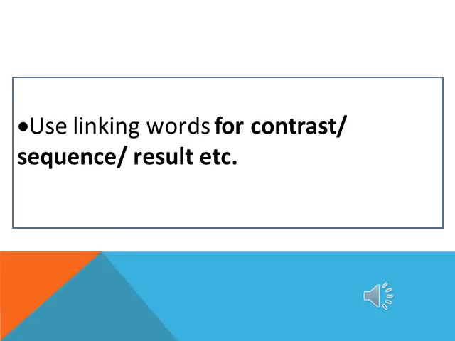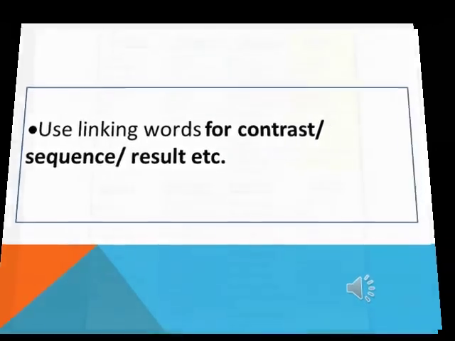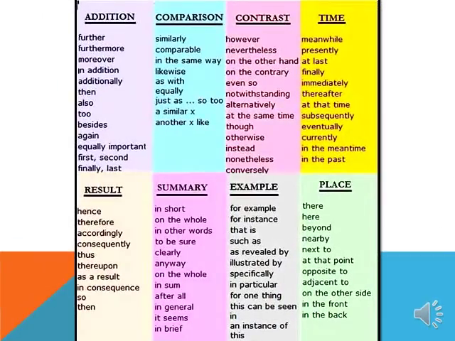In summary writing, you are required to link ideas and paragraphs by using connectors. These linking words are for different purposes, for example, to show contrast, sequence, or consequences of something. This is the list of linking words which can be used for different situations.